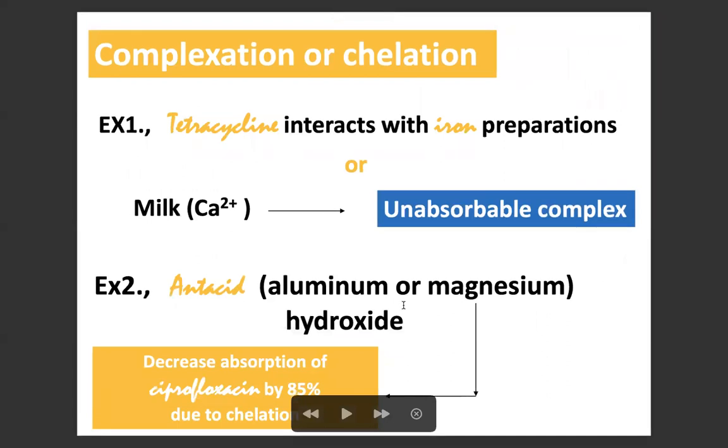So complexation or chelation, example, tetracycline interacting with iron preparations or milk. So there's an unabsorbable complex. Another is antacid, your aluminum or magnesium hydroxide. This one decreases absorption of ciprofloxacin by 85% due to chelation.